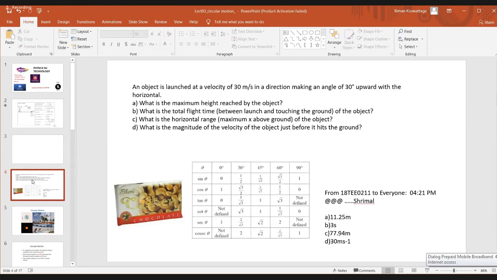Okay, then let's move to today's lecture. It's a very simple one. Today's lecture is all about circular motion. In Sinhala we call it වෘත්ත චලිත, circular motion. You have to understand that it is defined as a motion of a particle along a complete circle or part of a circle.